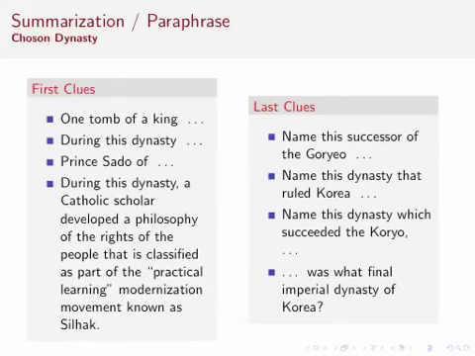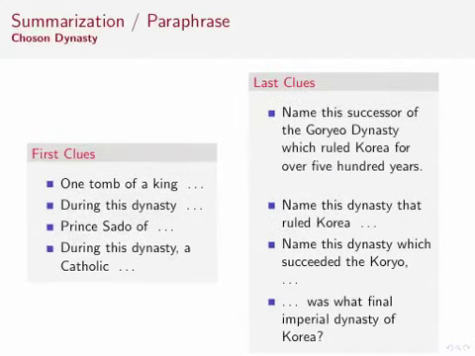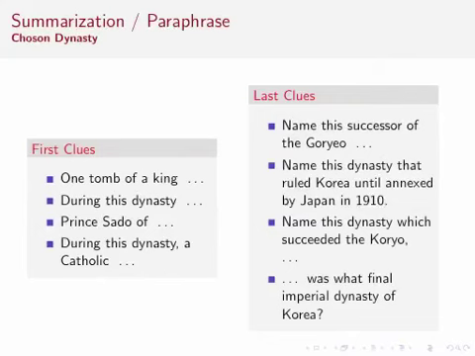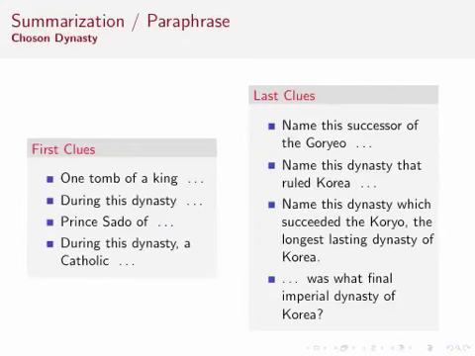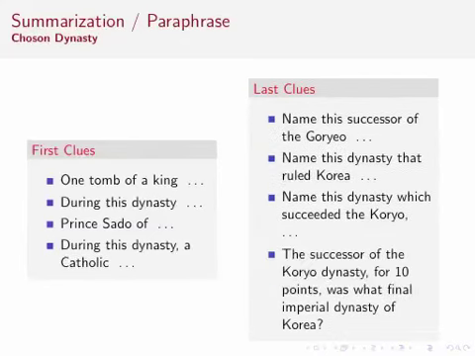But if you look at the end of these questions, they're all very similar, and you have very different ways of expressing the same thing. Name the successor of the Goryeo dynasty. Name this dynasty that ruled Korea until annexed by Japan in 1910. Name this dynasty which succeeded the Goryeo, the longest lasting dynasty of Korea. What was this final imperial dynasty of Korea? So you have very diverse ways of expressing basically a paraphrase of the same final clue.